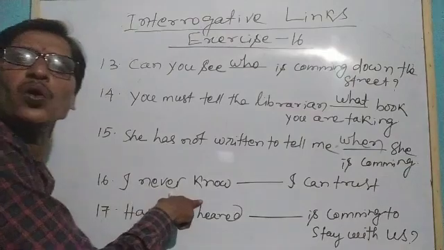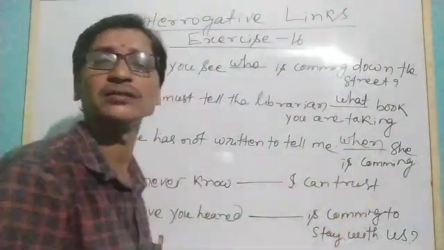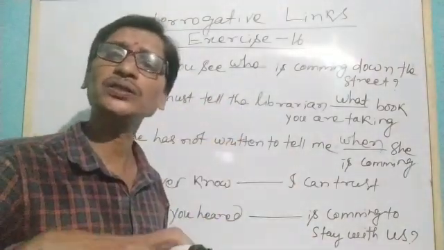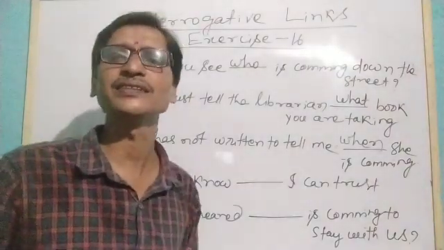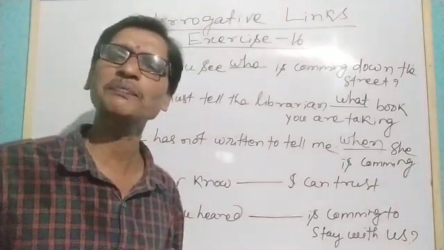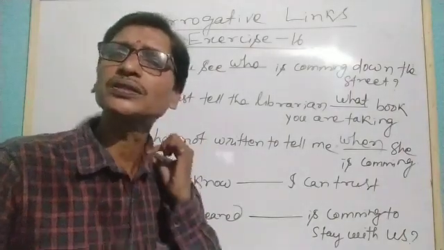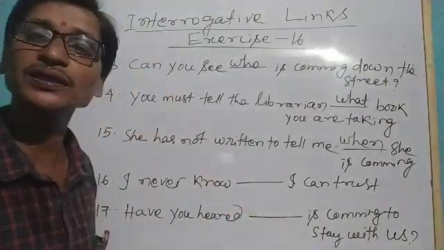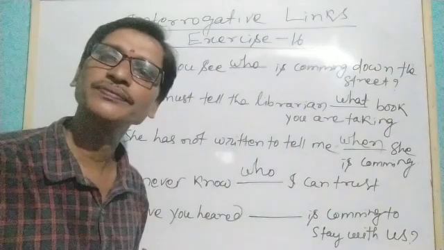Similarly, I never know dash I can trust. When it is a matter of trust, we can trust over a person only. We cannot trust over things, animals and others. Trusting animals, pets is a different thing, but normally, being a social animal, we trust people, persons. When it is persons, we can use who I can trust.